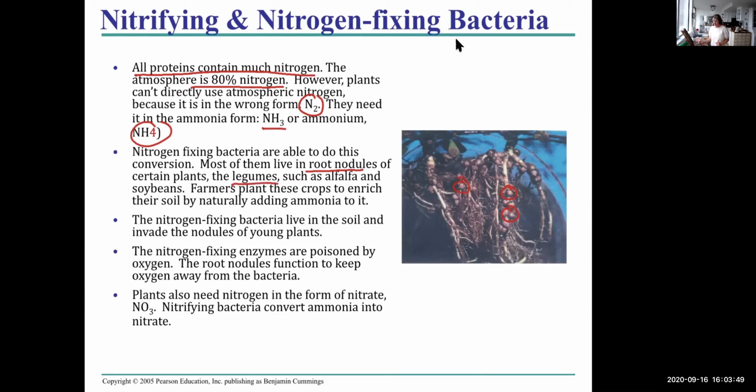Particularly the legumes, like alfalfa and soybeans. Farmers can plant these crops purposefully to enrich the soil with nitrogen. They live in soil also freely. These nitrogen-fixing enzymes, however, are poisoned by oxidants. So that's why they live symbiotically with the roots in order to remain apart from oxygen.